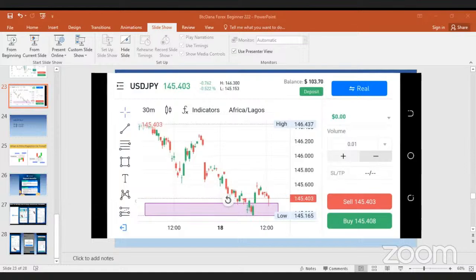When it touched the support zone, we had bullish engulfing candles. Those are two bullish engulfing candles. As you can see, bullish engulfing candles are always longer, and they want to overpower and overshadow the previous candle. The previous candle here is a red candle, the bearish candle. Then we have the bullish engulfing. It doesn't matter if the whole body didn't close. This is another bullish engulfing candle.